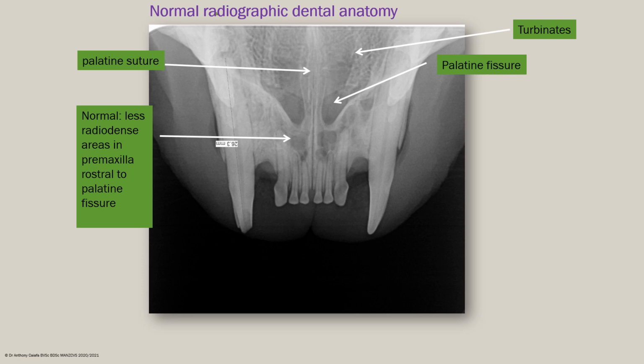Looking at a cat now, the rostral maxilla in the cat and the premaxillary area, we have the normal turbinate pattern in the nasal cavity here. We have the mid-palatal suture here. We have the palatine fissures, which are slightly different shape than we see in the dog, here and here.